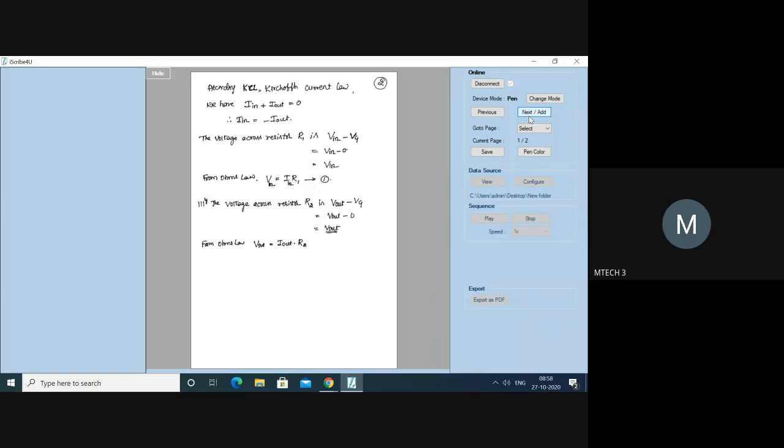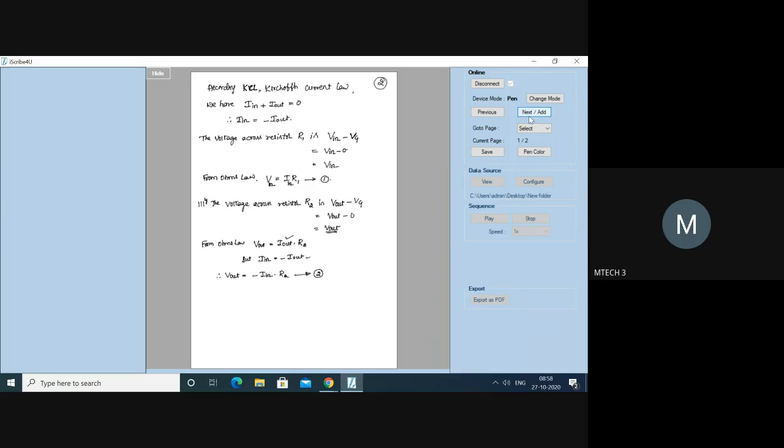Now we will substitute Iout in terms of Iin. Input current Iin will be equal to minus Iout. Therefore, Vout is equal to minus Iin into R2. We will call this equation number 2.